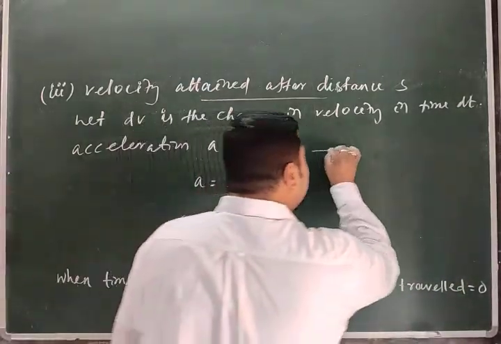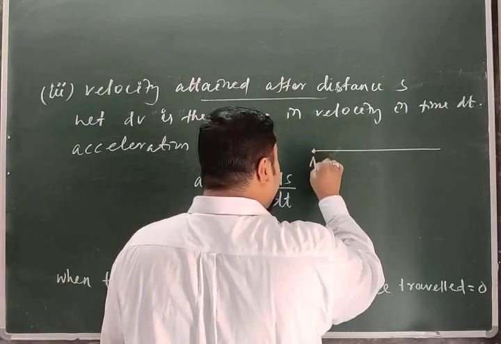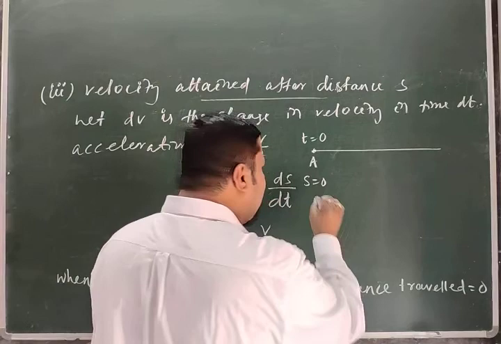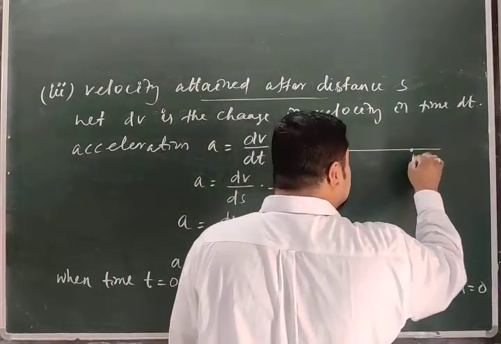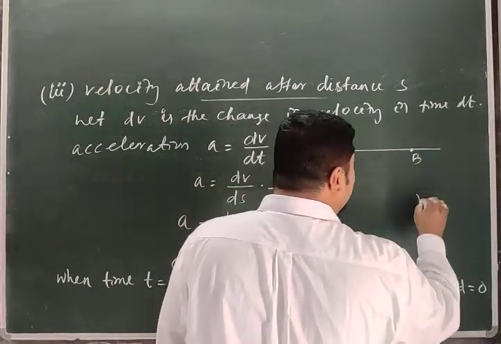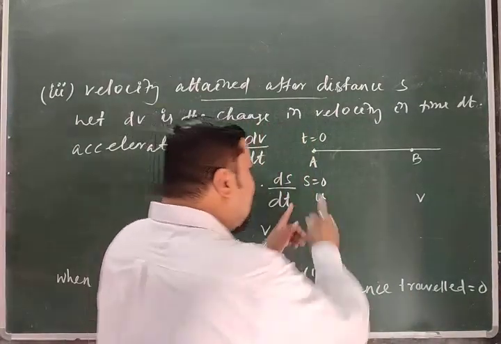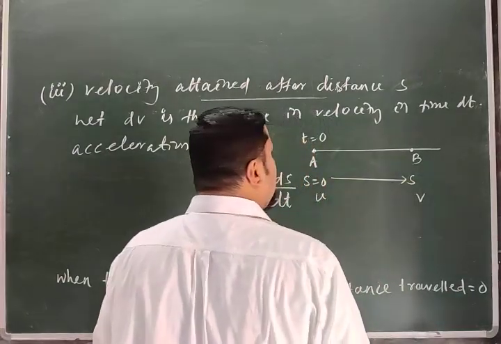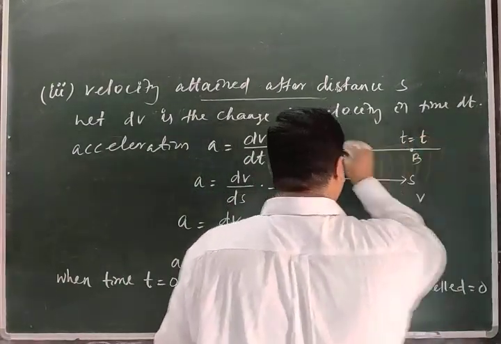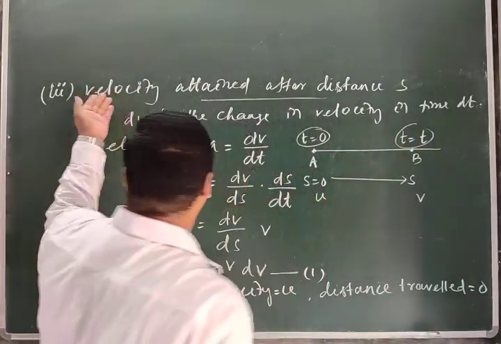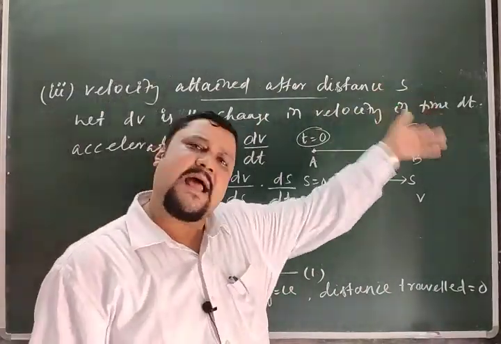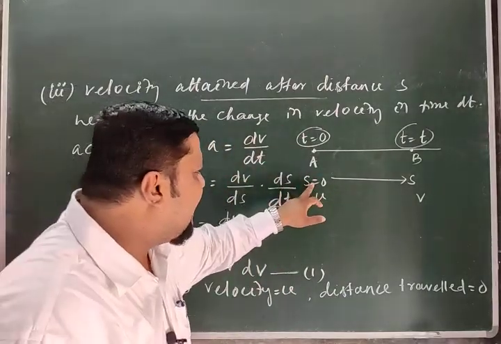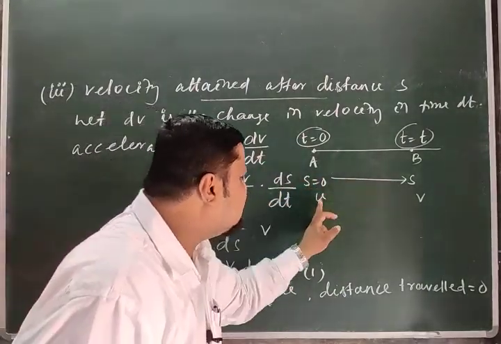Let me show it by a figure. At a, time t is equal to 0, s is equal to 0. This is the origin, and the velocity is u. When it reaches b, u changes to v. Then how much is the distance here? The distance travelled is s, at a time t. This time factor is not associated here, because we are finding velocity attained after distance s, so I am not bothered about this time. Travelling s distance, u changes to v.